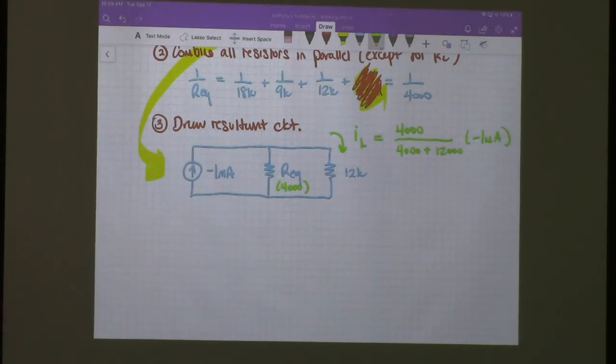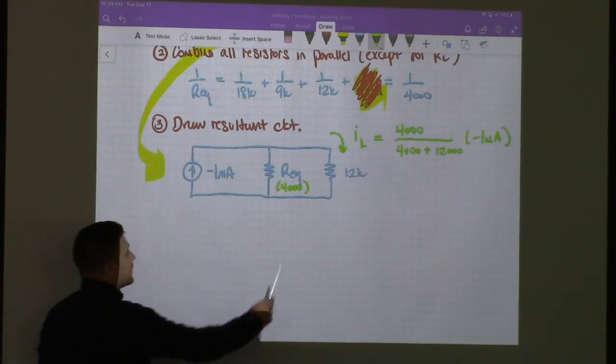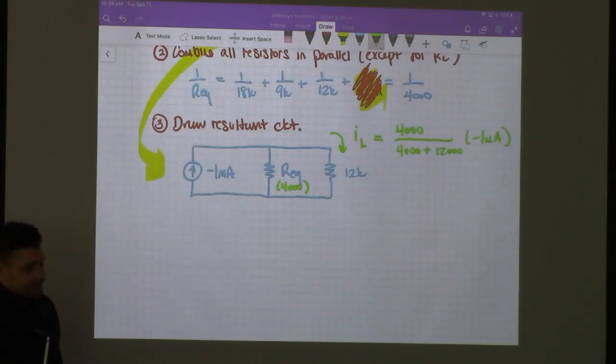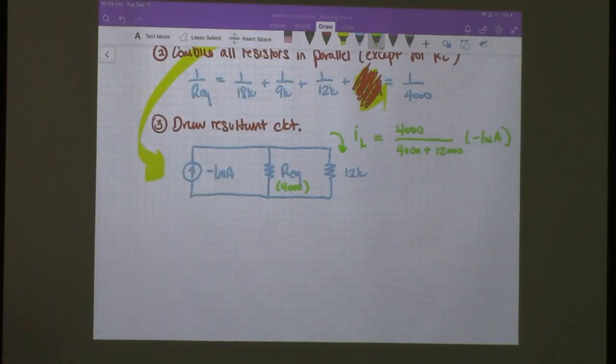Does everybody understand why that is? Right, it's the opposite resistor divided by the sum of the 2 resistors together. And so the value that it gives us is going to be negative, can't write today, negative 0.25 milliamps.